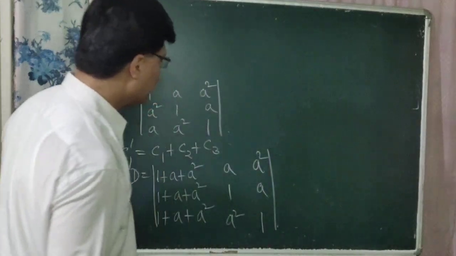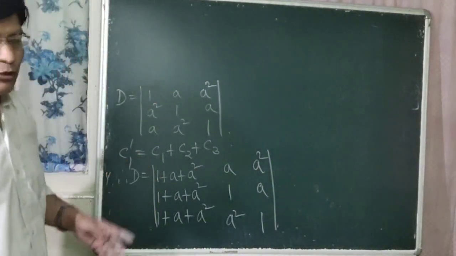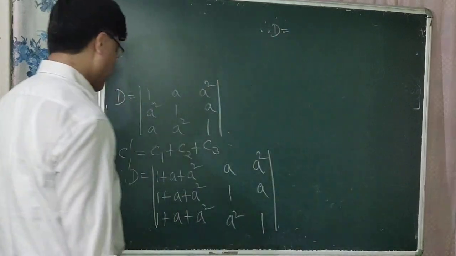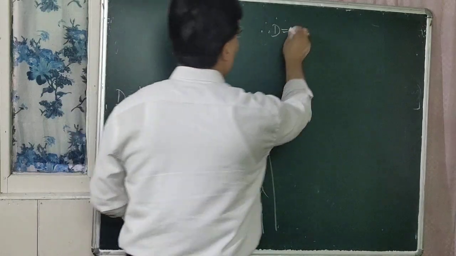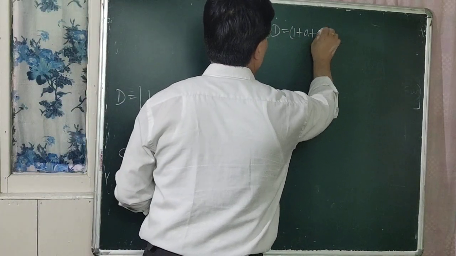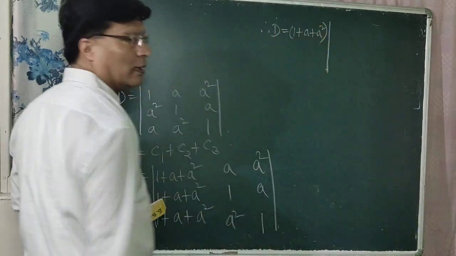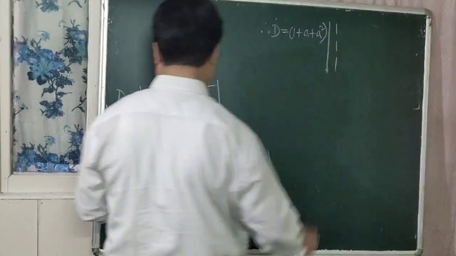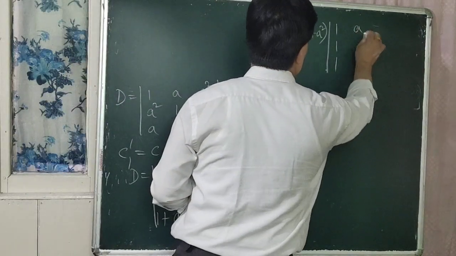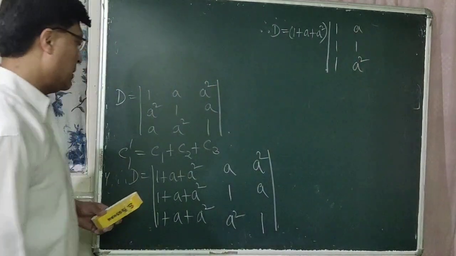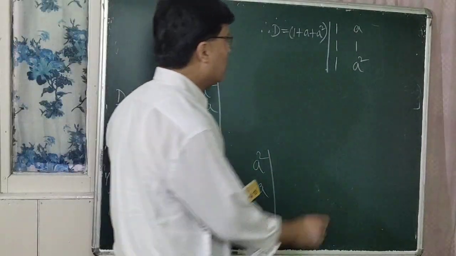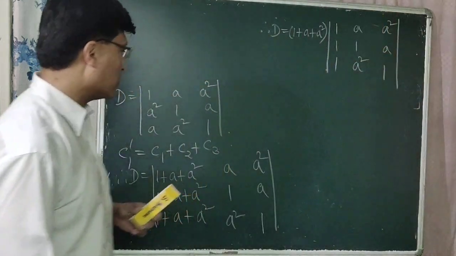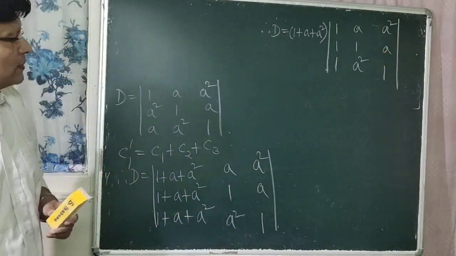So now in the next step, what will you do here? You can take common, isn't it? So therefore, D is equal to, what is common here? 1 plus A square. Now what is the new first column here? 1, 1, 1, right? What is the second column? Remains same. A, 1, A square. What is the third column? A square, A, 1. Right? This is the third column. So we have simplified it.